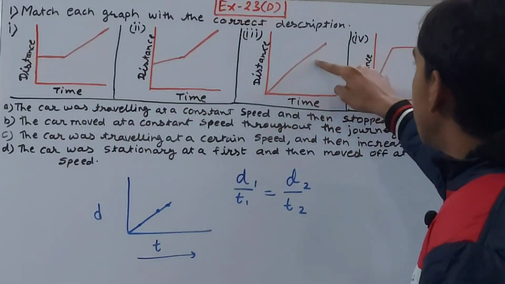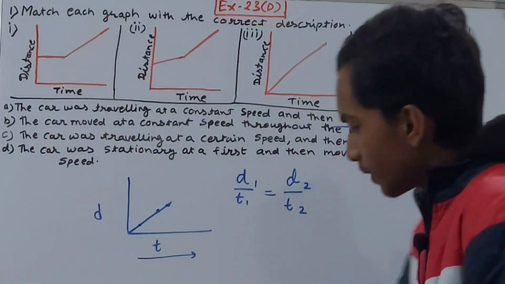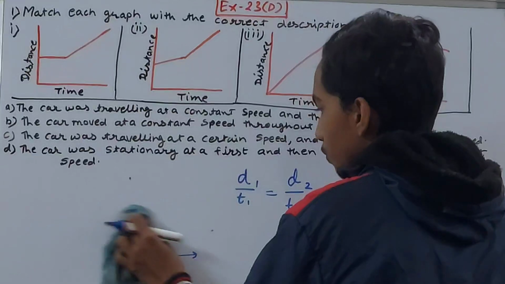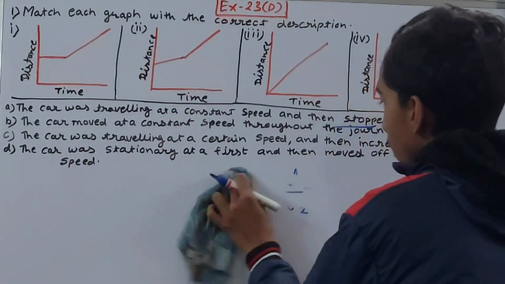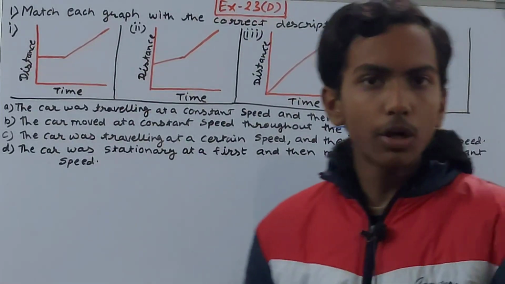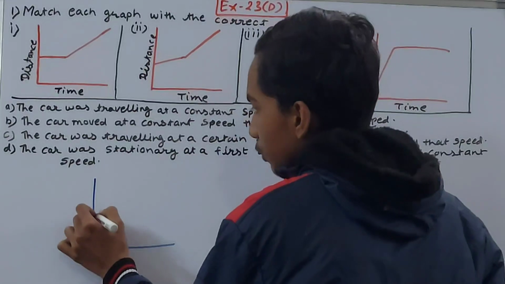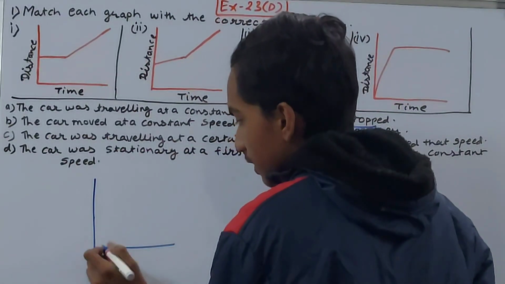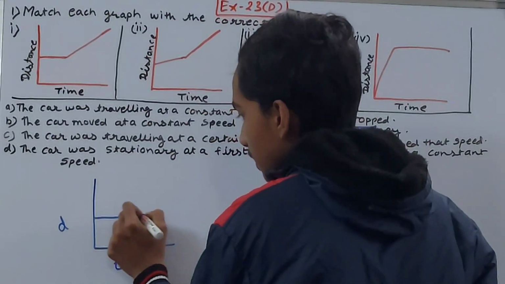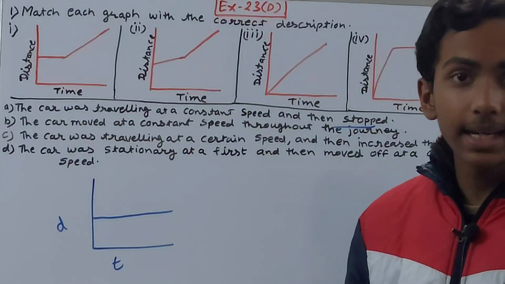You can see the curves like this, but it also says then it stopped. So when it stops, what will happen? Your distance will not increase, while your time will keep on increasing. If I have it like this, your time here will keep on increasing. This is time, this is distance, so time will increase, but with the time your distance will remain the same. This is how you show that the body or the car is at rest.